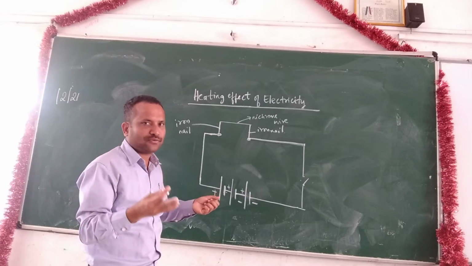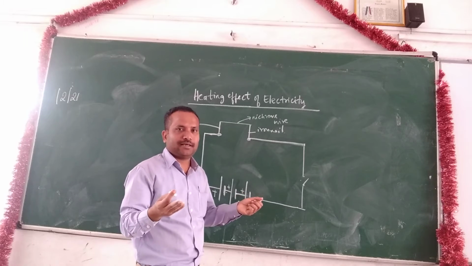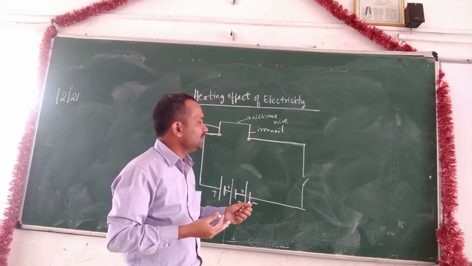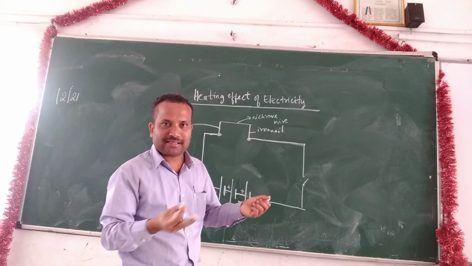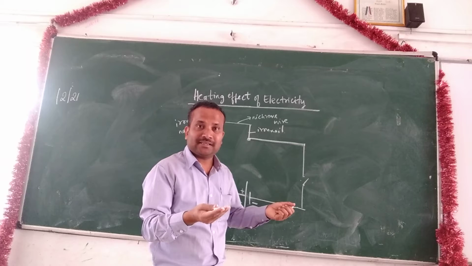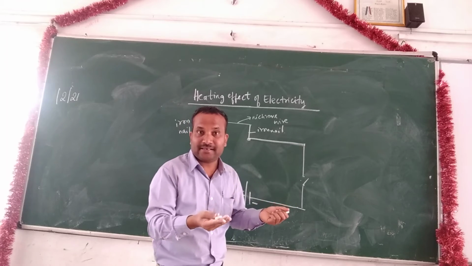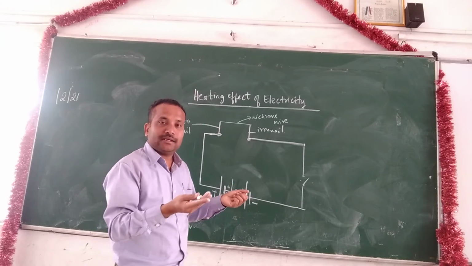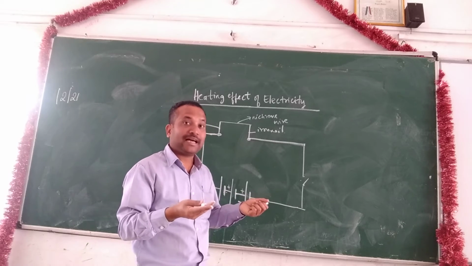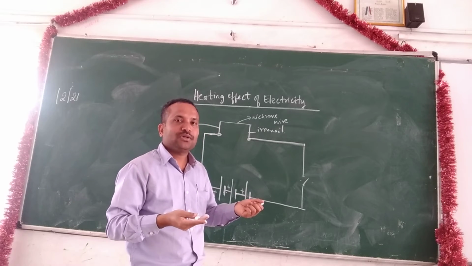Nichrome wire, you can get it from any electric repair shop. This nichrome wire is used in so many appliances, like iron boxes, geysers, room heaters, hair dryers, mixers. In all these appliances, nichrome wire is used.